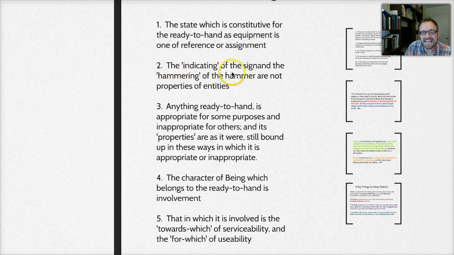Now, the indicating of the sign and the hammering of the hammer are not properties of entities. So when I talk about the way in which these beings in the ready to hand indicate certain tasks and purposes for me, those tasks are not in the object, right? They're not a part of that. This is, if you will, characteristic of me, of Dasein. So anything ready to hand is appropriate for some purposes and inappropriate for others. And its properties are, as it were, still bound up in these ways in which it's appropriate or inappropriate, right?